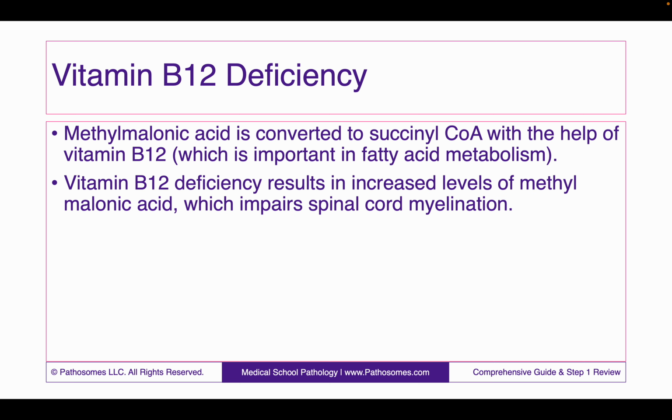Regarding some biochemistry, methylmalonic acid is converted to succinyl-CoA with the help of vitamin B12, which is important in fatty acid metabolism. It's an important part of fatty acid metabolism. Vitamin B12 deficiency results in increased levels of methylmalonic acid, which impairs spinal cord myelination. And that's why there's issues with the myelin sheaths with vitamin B12 deficiency.